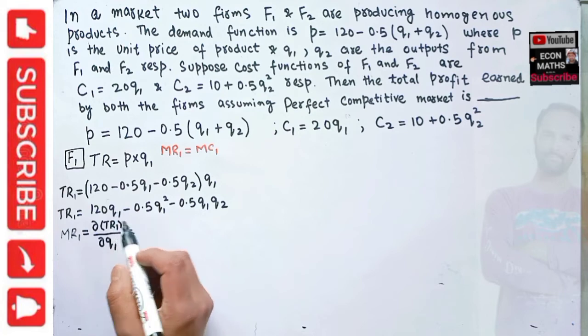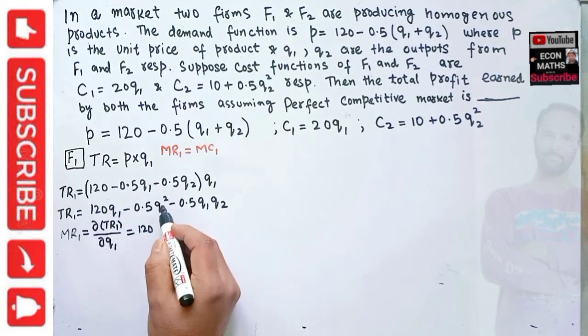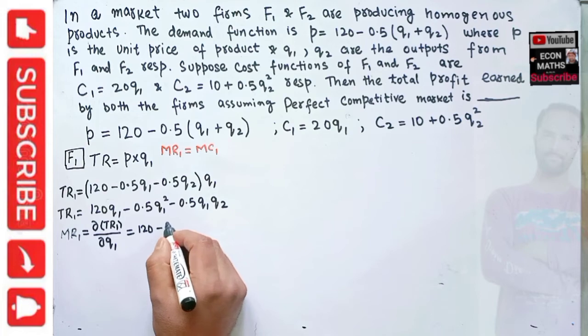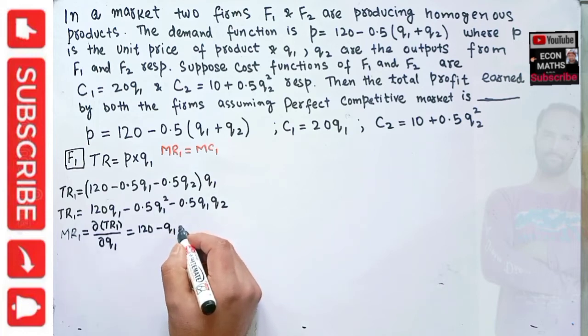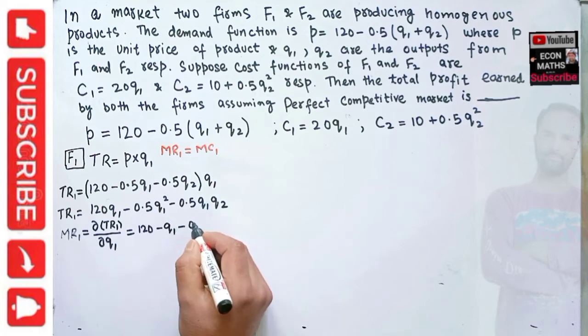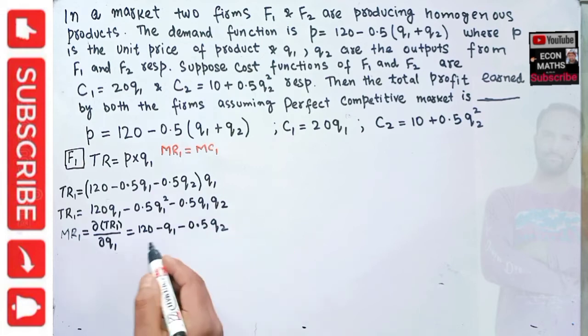So the derivative of 120 Q1 is 120. The derivative of Q1 square is 2 Q1, so 2 into 0.5 is 1, and we are left with Q1. This is from the power function rule of differentiation. Then minus, the derivative of 0.5 Q1 Q2 with respect to Q1 is 0.5 Q2. This is the marginal revenue for firm 1.